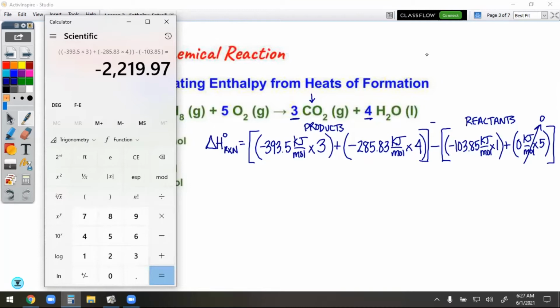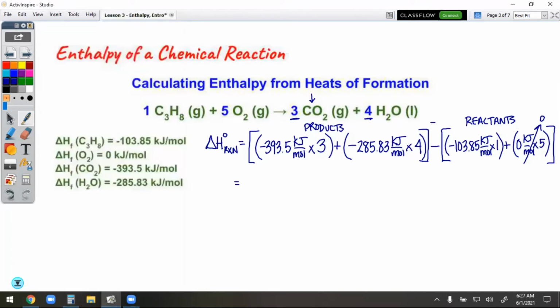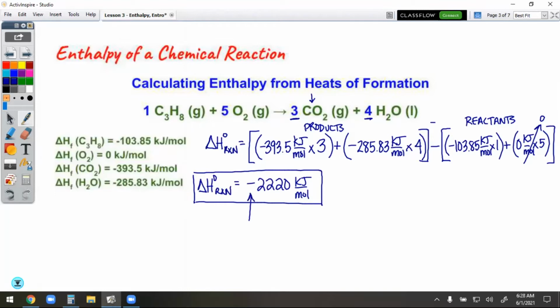We get this answer. So we get a delta H value that is equal to negative 2,200. I'm just going to round to 3 significant figures. So negative 2,220 kilojoules per mole. The fact that we have a negative sign here means that this reaction is exothermic, meaning heat energy is going to be given off when this occurs. Okay, let's take a look at our next slide.